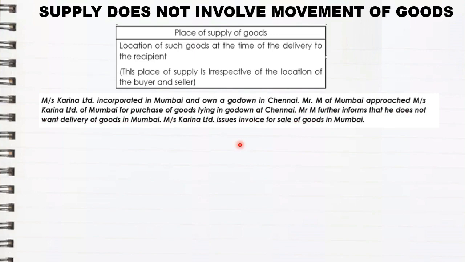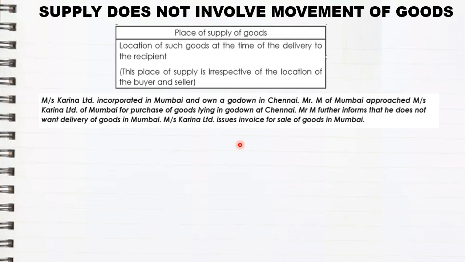Karina Limited is incorporated in Mumbai, but it has a godown in Chennai. Mr. M approaches Messrs. Karina of Mumbai for purchase of goods lying in godown at Chennai. So Mr. M is a purchaser. He approached Karina Limited, and he said that he wants goods which are lying in Chennai itself. And Mr. M further informed that he does not want the delivery in Mumbai.